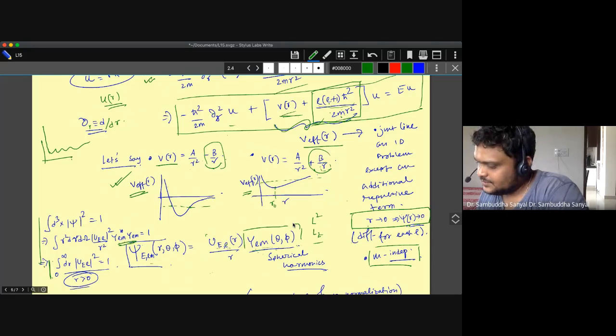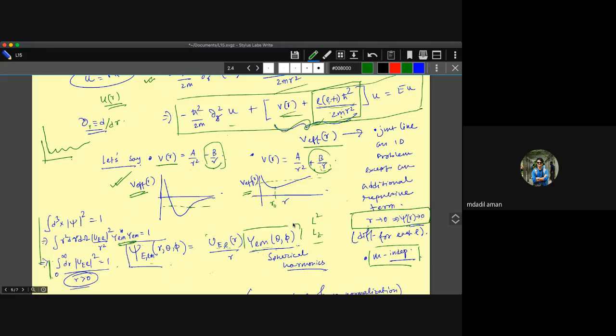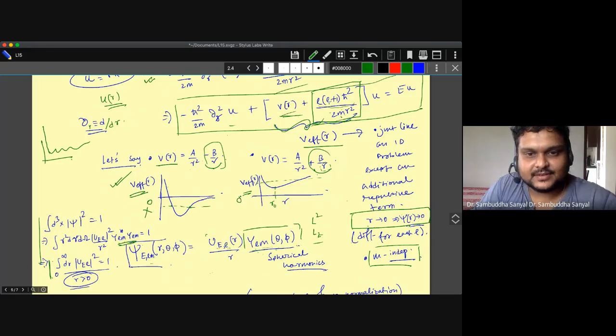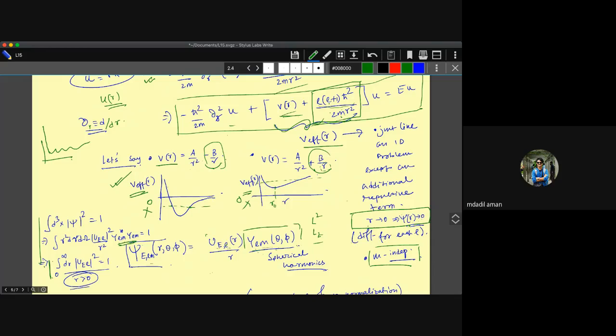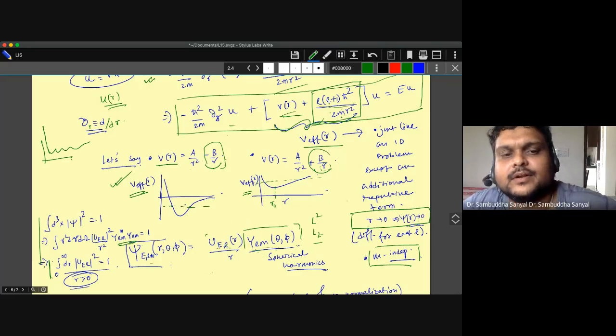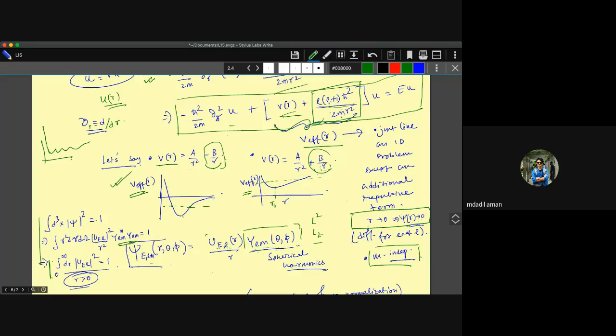Oh, you are saying it will be below. Yes, that is possible. This is not zero. No, I'm not saying minima. What I'm saying is, in the first case, A by R square minus B by R, the minima is in the first and fourth quadrant, where the value of the abscissa is positive.